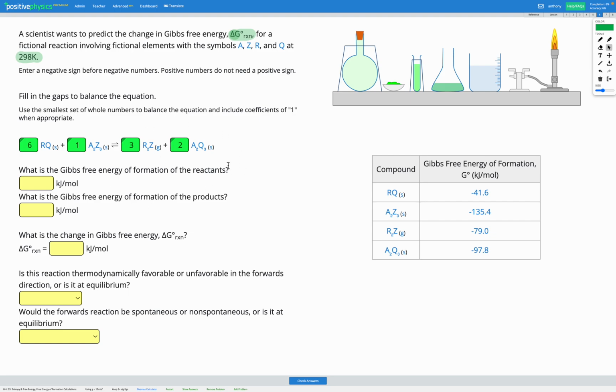Okay, so in this question, we're provided with Gibbs free energy of formation for each of our compounds in our reaction. That's the Gibbs free energy change when a compound is made from its constituent components.